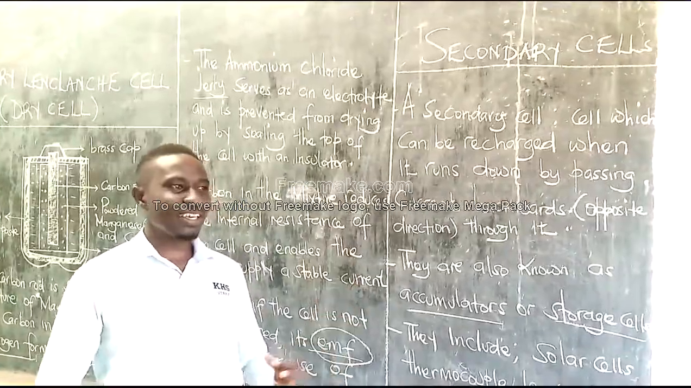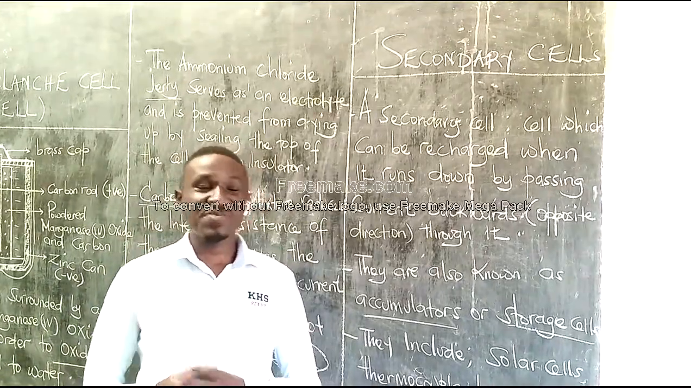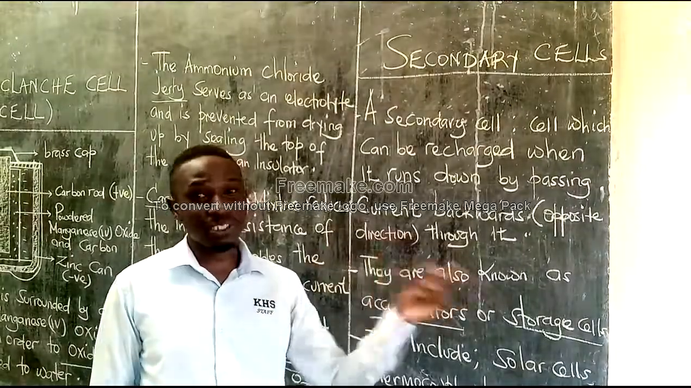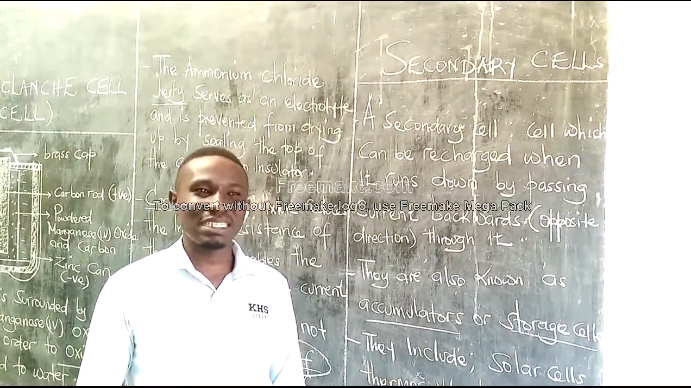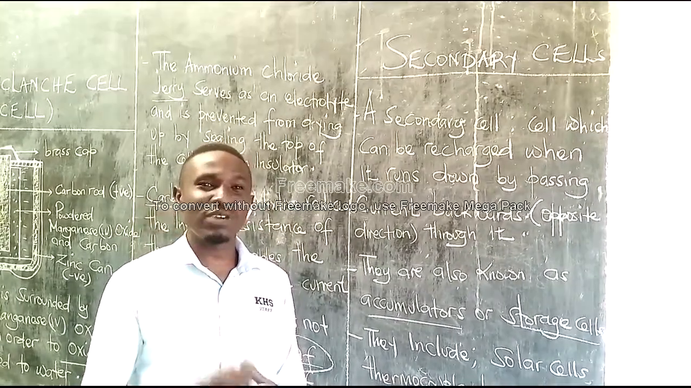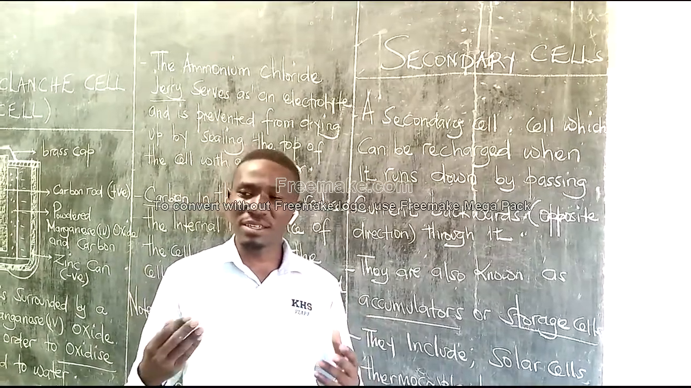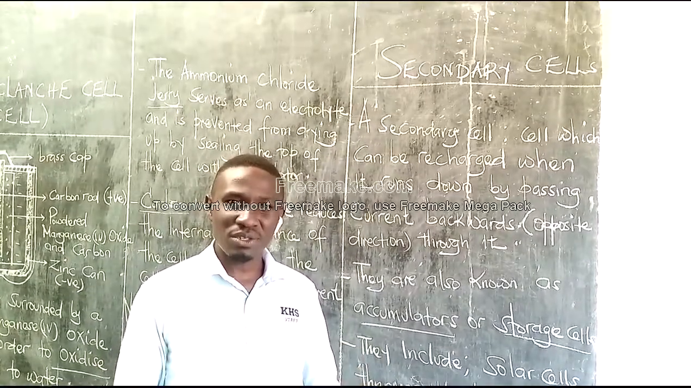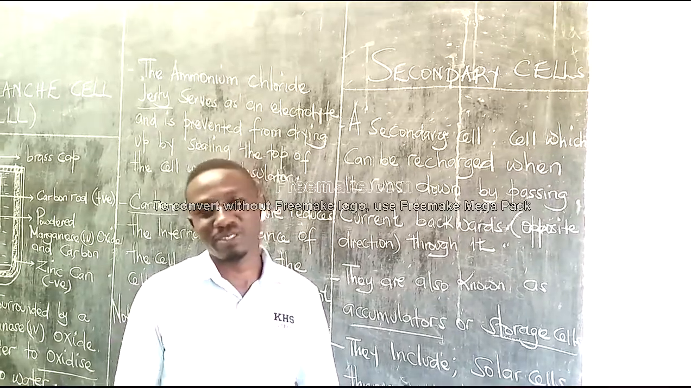Because the dry cell, you use it once, you throw it away. Even when some people put it in the sunshine, and at times it works when they put it back. Two, they are not reliable. You cannot rely on dry cells. And three, how many dry cells do you need to operate a TV, a woofer, or a very big radio? So we came up with what we call secondary cells.